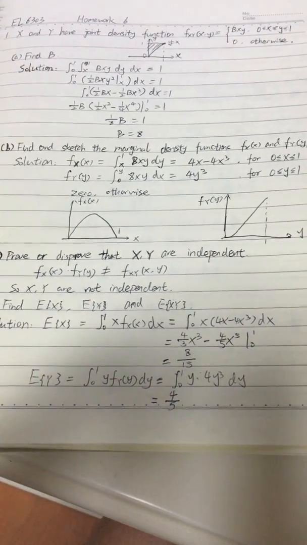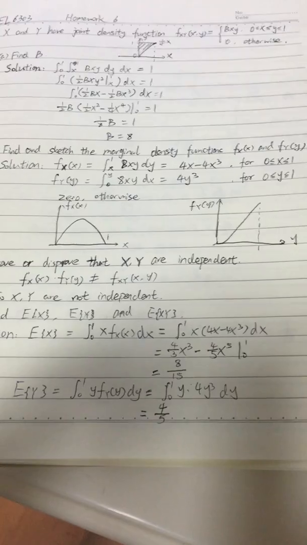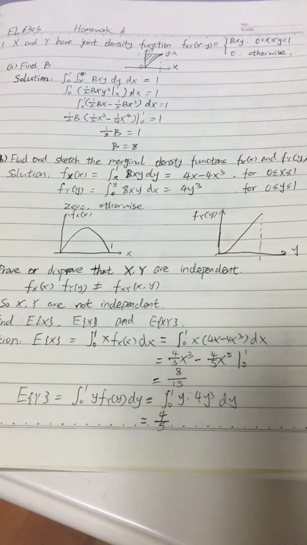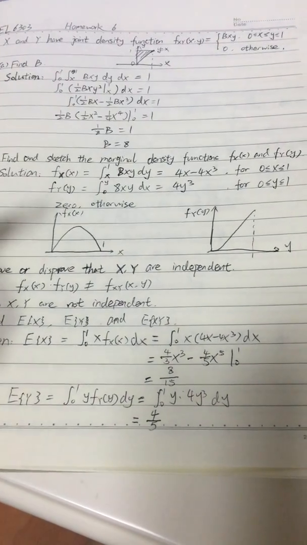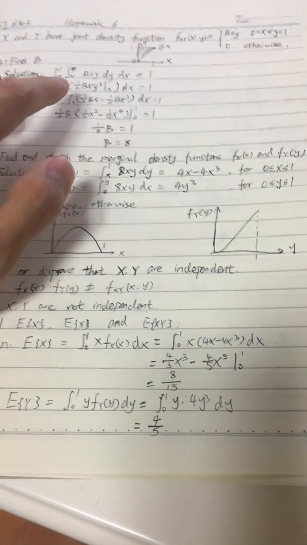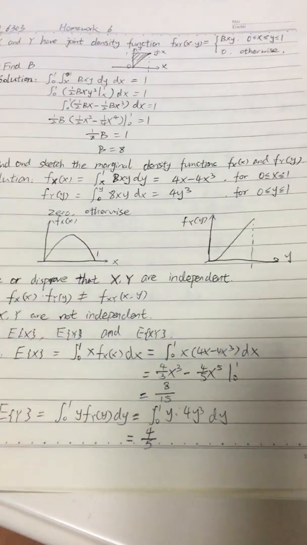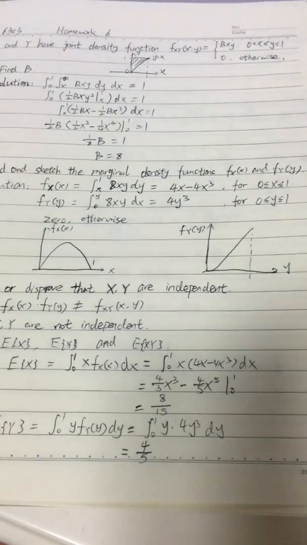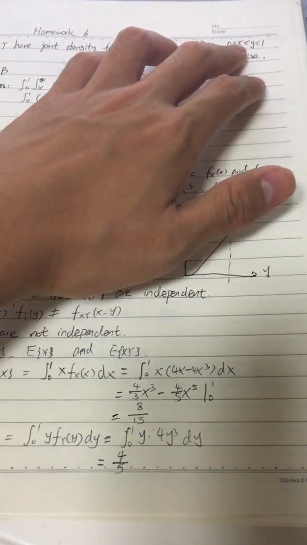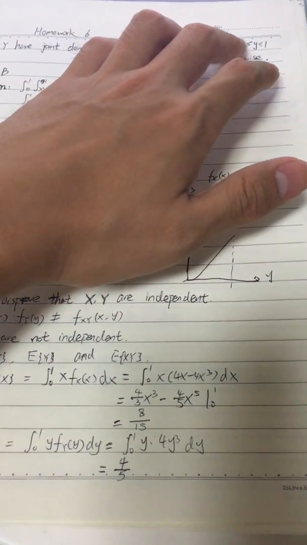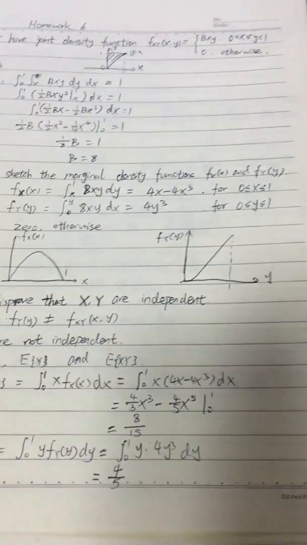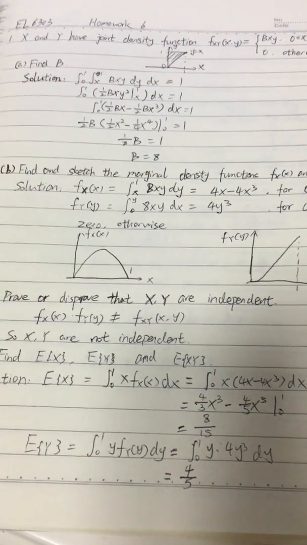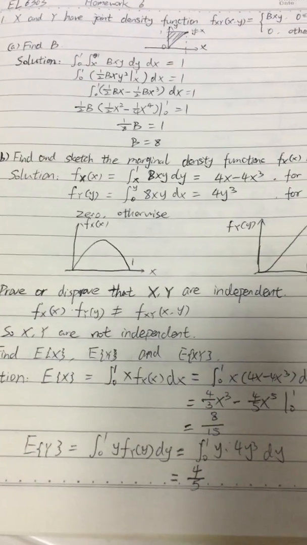Hello, this is the first question of homework 6. It gives us the function of x and y and says it's a joint density function. The function is bxy in the area of 0 ≤ x ≤ y ≤ 1. And the first part is to find b.